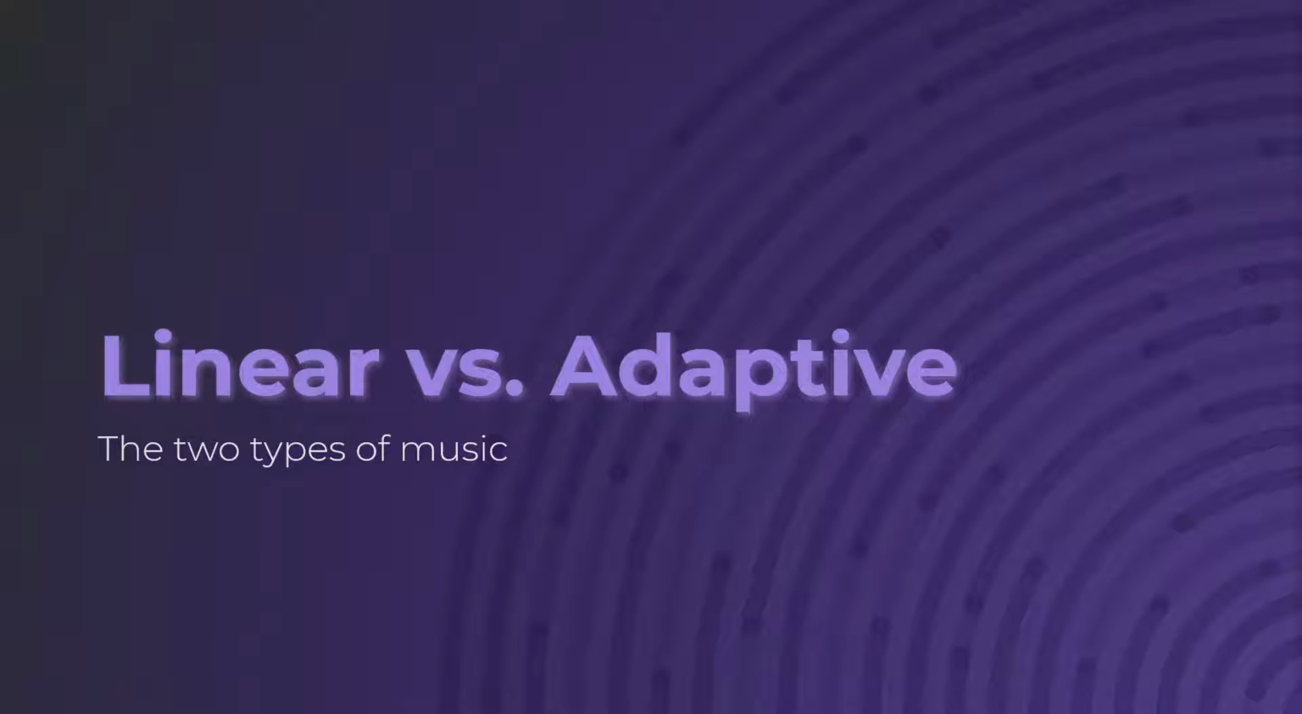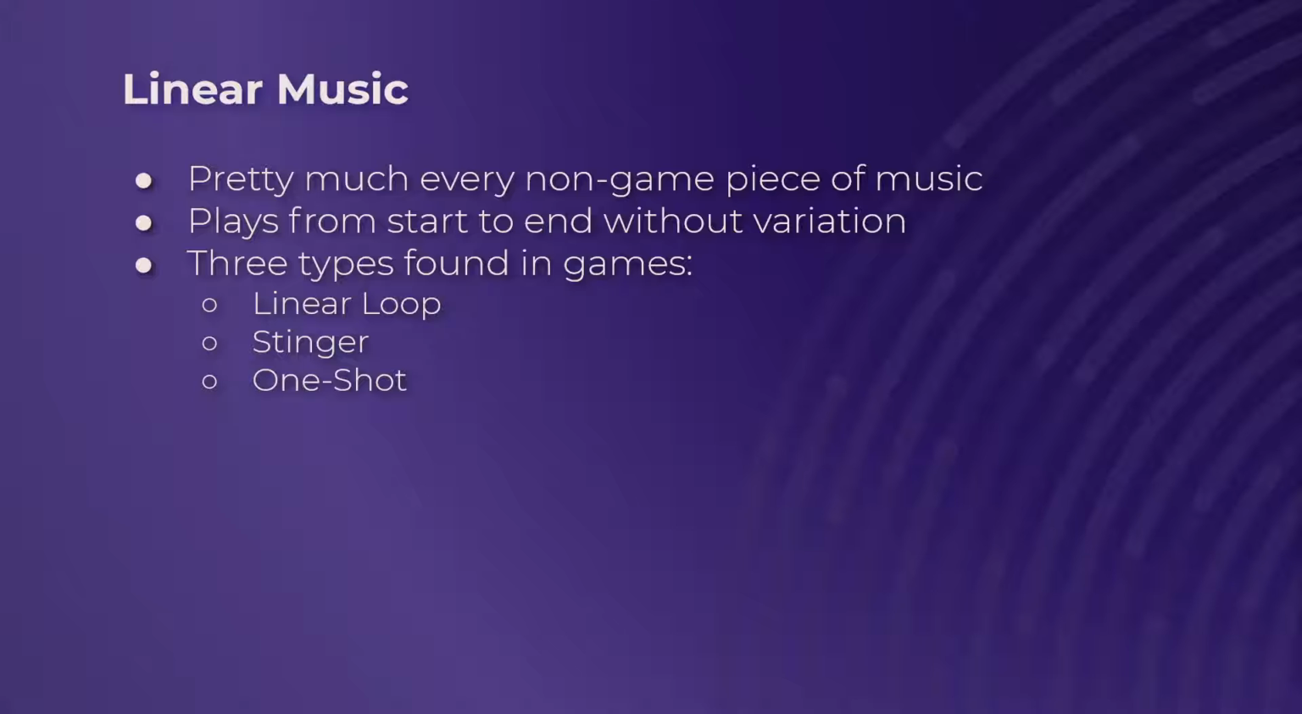So, what are they? Let's just start off with linear, because, like I said, you need to know linear to understand adaptive. So, what is it? It is pretty much every non game piece of music that has ever been written. So, this is the stuff you listen to on the radio, it's stuff you hear in commercials, in movies. If you listen to a game soundtrack just on your own, that's linear music. And basically, simple definition of it is it plays from start to the end without any variation at all. So you listen to it once, it'll be the exact same if you listen to it again.